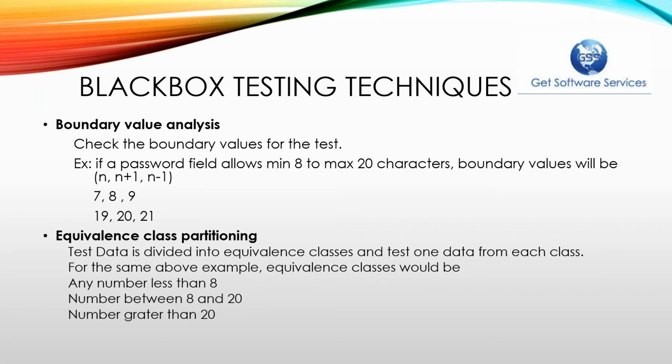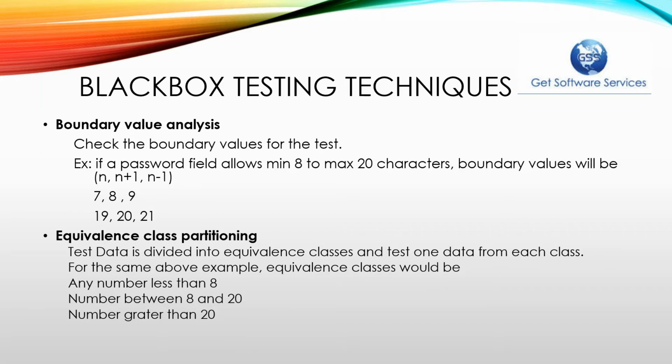The second testing technique we have is equivalence class partitioning. This again is applied on test data where you have a range of values to provide. In equivalence class partitioning, we divide our test data into classes and we pick one sample from each class. If that works, we assume all other data in that class are also going to work the same way. Now, if we were to take the same example for the password field, which accepts 8 to 20, I will divide it into 3 classes.